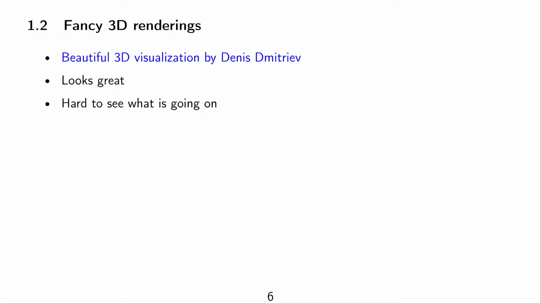One way to visualize neural networks is to create very fancy 3D animations. For example, there's a really nice 3D visualization by Denis Dmitriev that looks really great. However, it's hard to see what's going on. Still, I recommend looking at this. It's only a few minutes, and I will link the video. It's linked in these slides, but I'll also add it to the playlist.